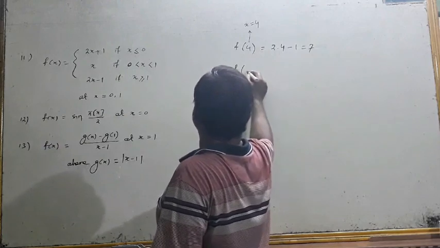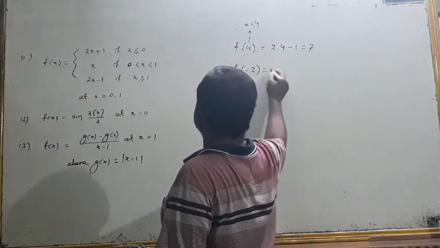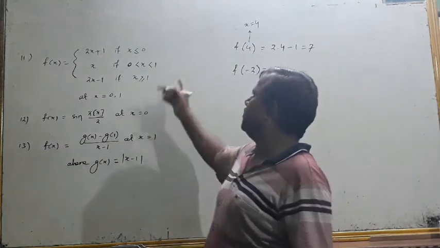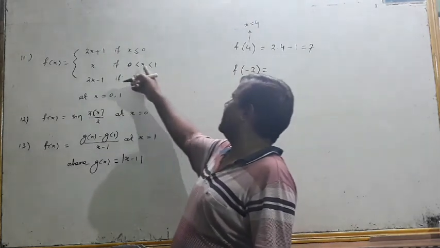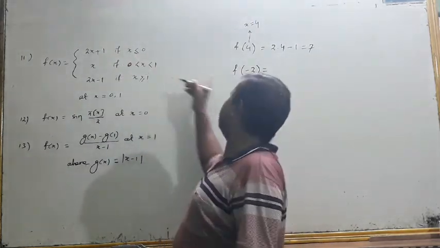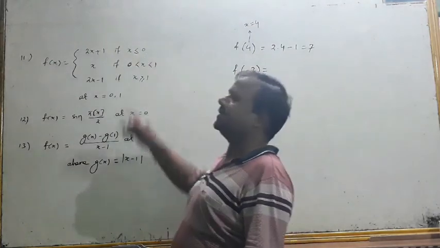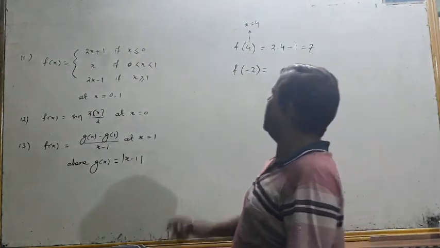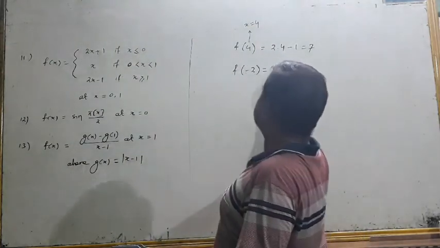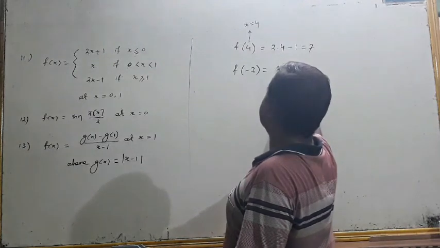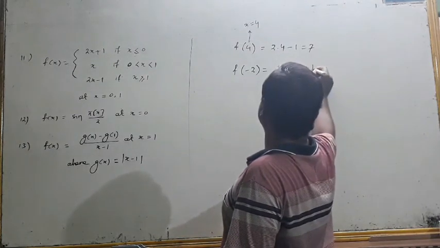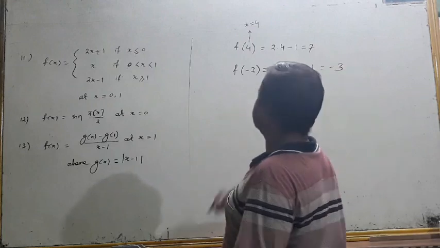If someone asks you what is the value of f(-2), then you will put the value of x in this place. Minus 2 is less than or equal to 0. So look here, its value is 2 into minus 2 plus 1, and that result is minus 3.